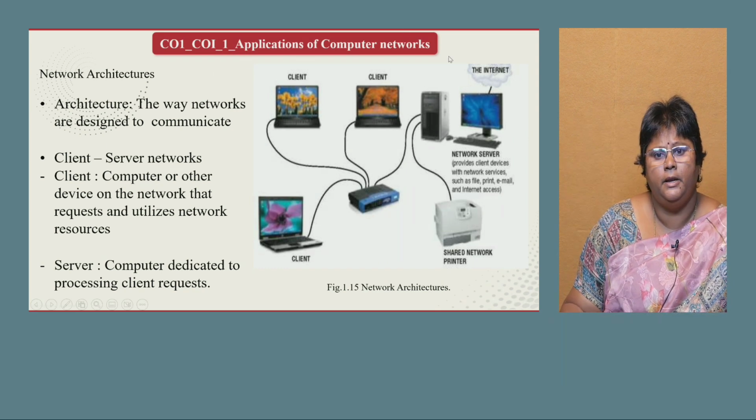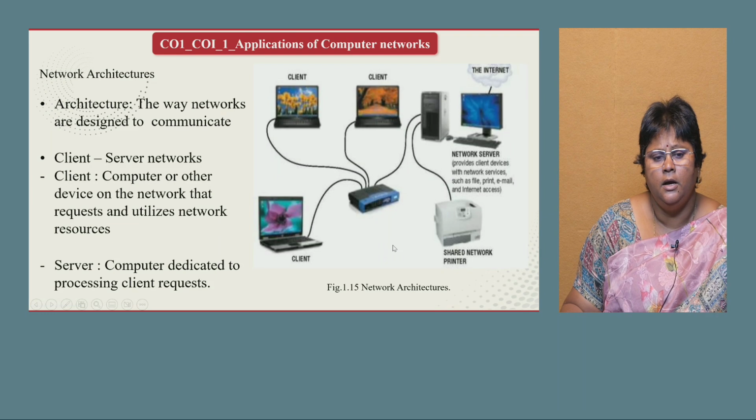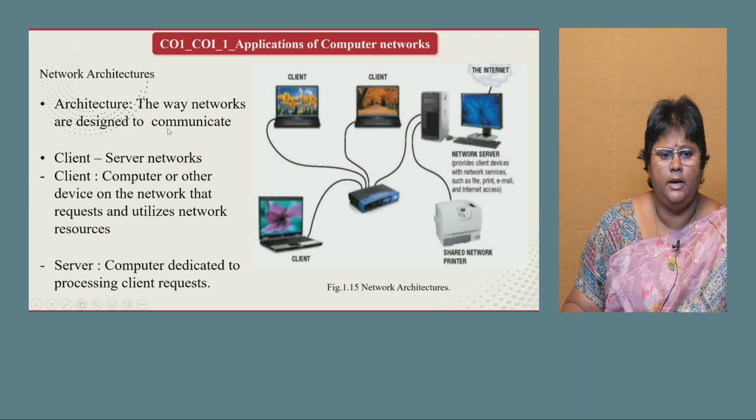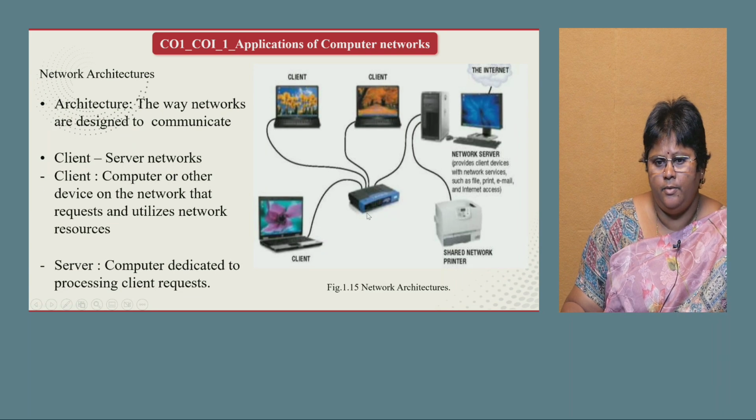Next, we have some applications of our computer networks. In this application of computer networks, we have some network architectures. What do you mean by an architecture? An architecture is a way in which networks are designed to communicate with each other, in which your devices are placed in such a way that they can communicate with each other. In this we have the client-server network. This is one structure in which we take one particular device or system as a server, and all the remaining devices work as clients, and it has its own advantages.